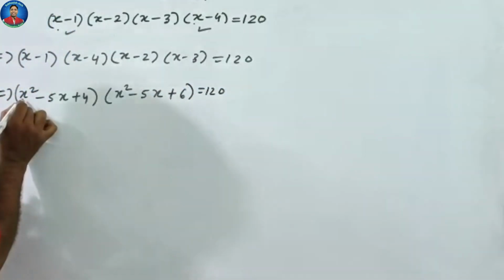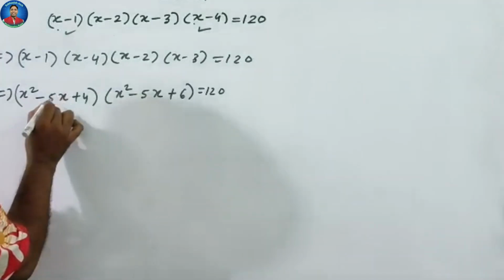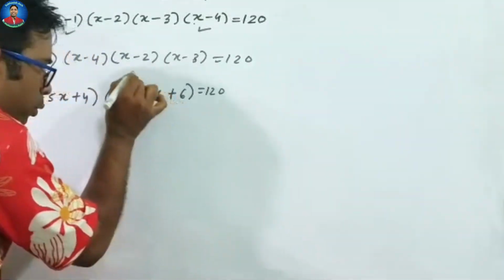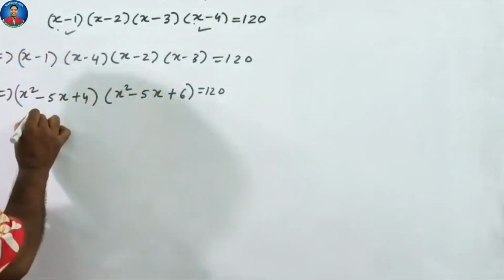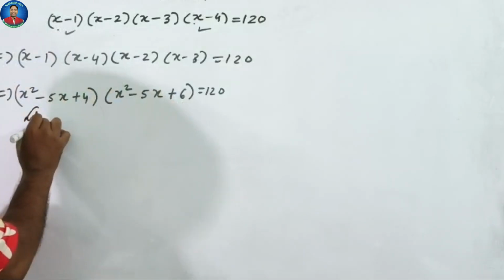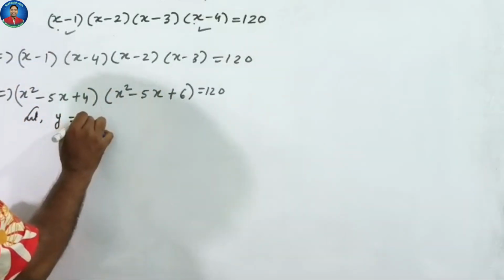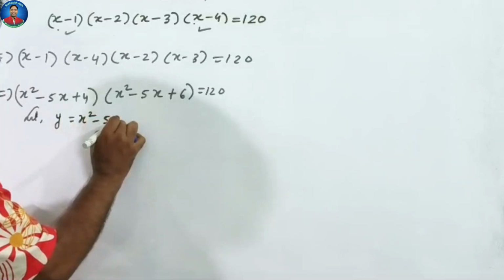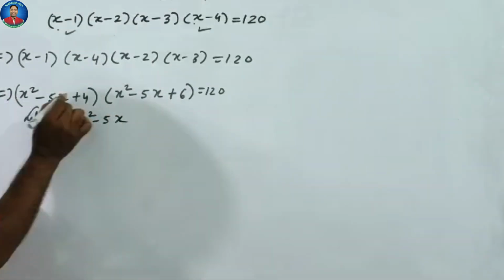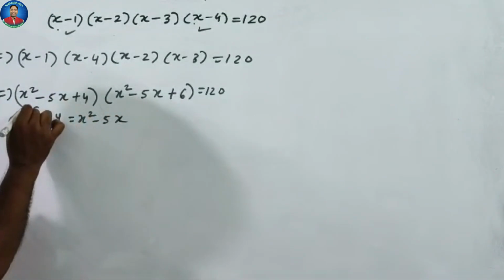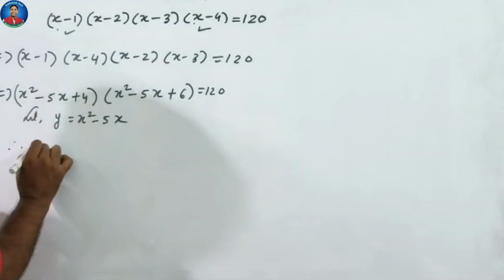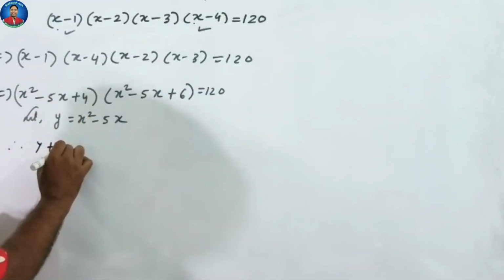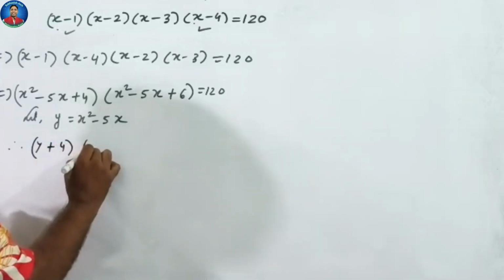Now, you see this x square minus 5x is common in both the parts. So, we shall consider this part as y. So, let y equal to x square minus 5x. Okay. Now, let us put the value of y here. If we put x square minus 5x equal to y, this will become y plus 4 and it will become y plus 6.